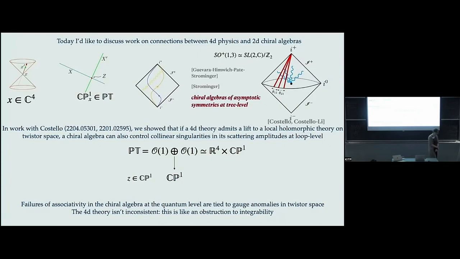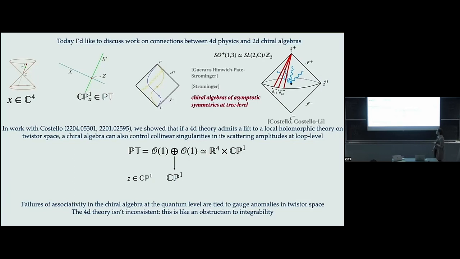But in fact, when we want to think about quantization of these four-dimensional theories or quantum corrections, the story is even a little bit more subtle, because it turns out that the local holomorphic theories on twistor space that are the lifts of, for example, self-dual gauge theories or other theories that you might be interested in, actually suffer from gauge anomalies at one loop on twistor space. Which again is perhaps not too surprising, because a holomorphic theory is like a chiral theory, so we might naturally expect it to suffer from some gauge anomaly, and indeed that turns out to be the case.